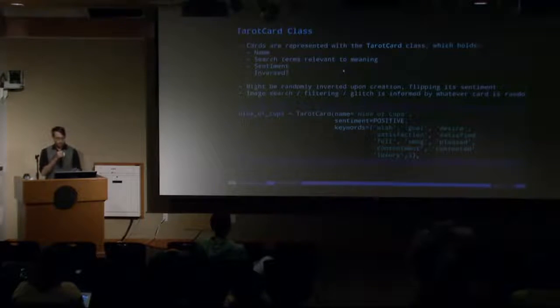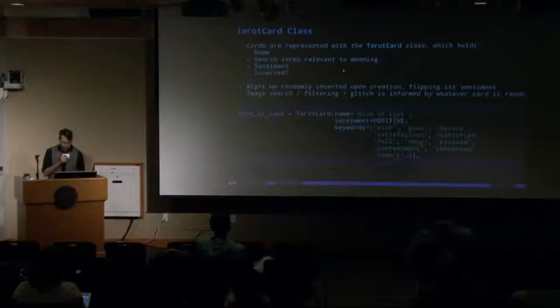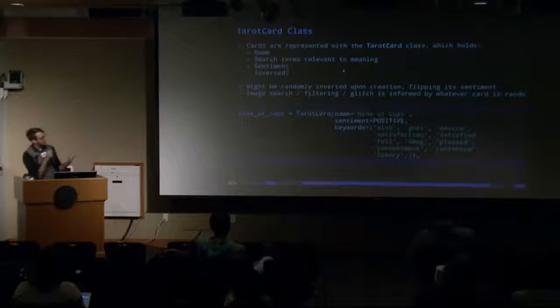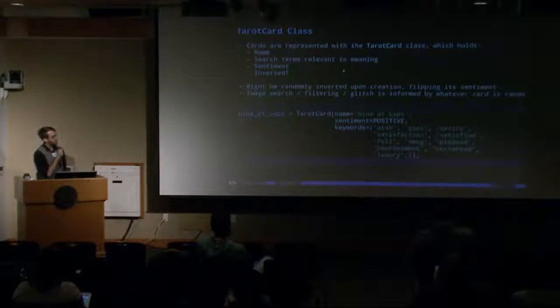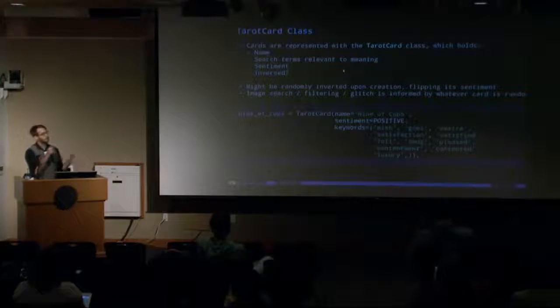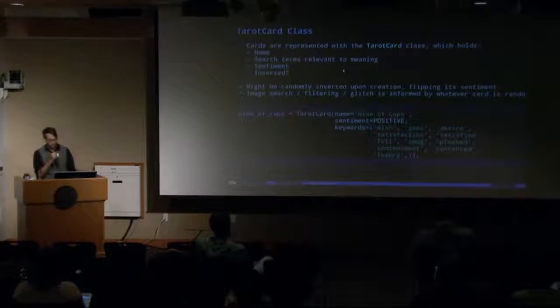So we start by picking a random one of these, and then everything else that happens is kind of influenced by an instance of this class. So you can see this example of the 9 of Cups here. The sentiment is being set to an instance of a sentiment class, because the sentiment also needs to track state, whether it's been inverted or not, along with its card that it belongs to.